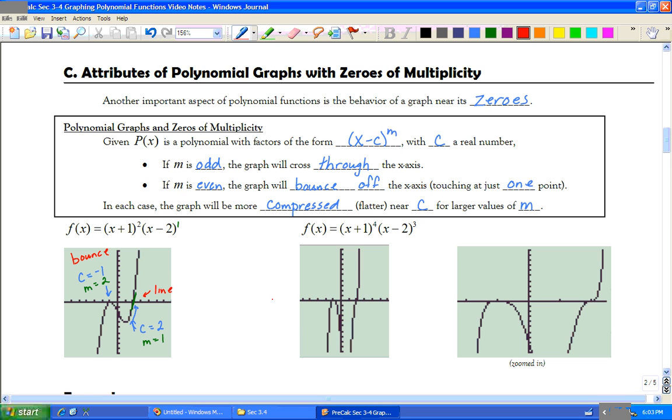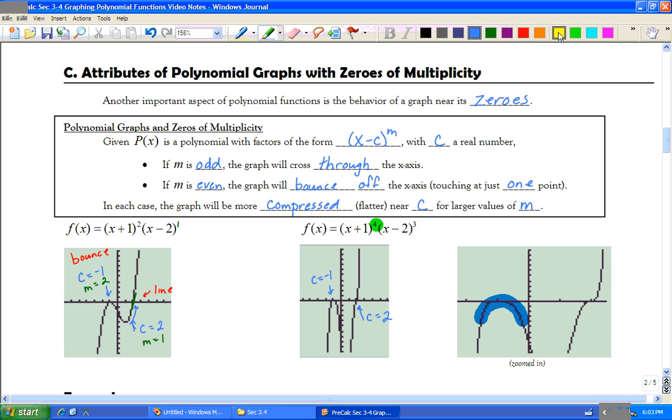Okay. Now, in the next graphs, we have the same factors, x plus 1 and x minus 2, but our degrees have changed, and that should make our graph look flatter. So again, we have c equal to negative 1 and c equal to 2, but let's zoom in on those. Our degree has now gone up to 4. You can see that the parabola is much flatter here than it would be if it were a regular parabola.